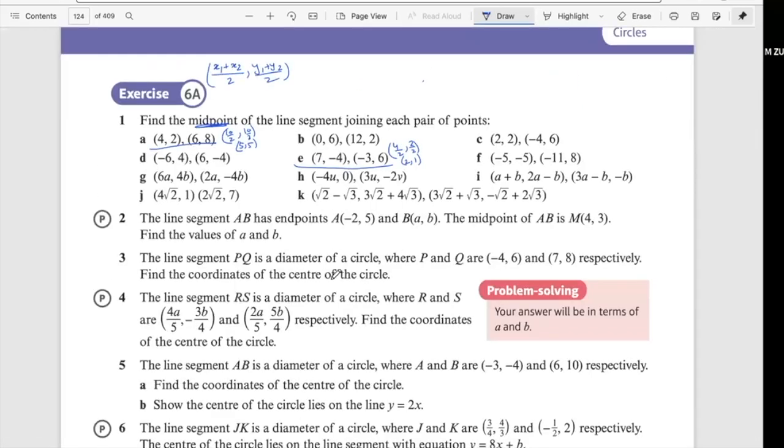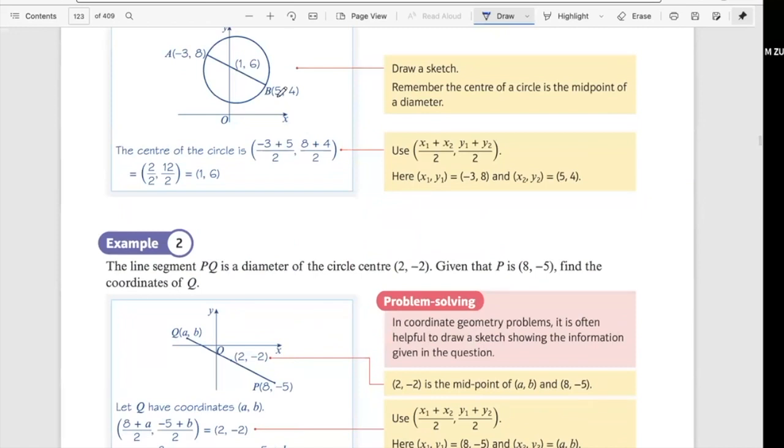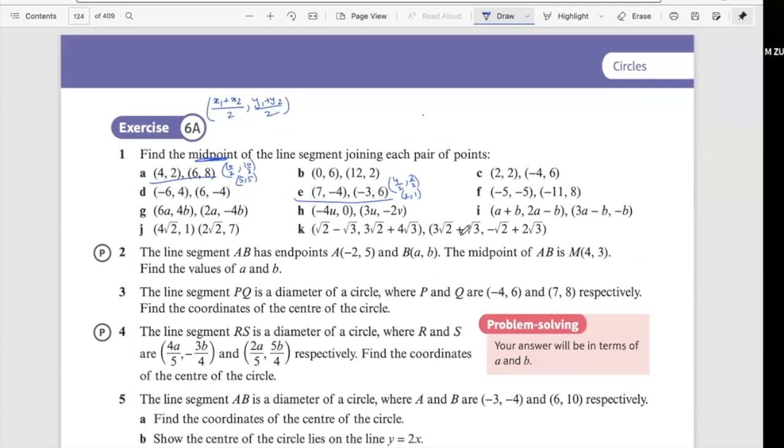So this exercise is related to midpoint. And why are we doing this midpoint? Questions like this would be needed to solve to get the coordinates of the center of the circle.